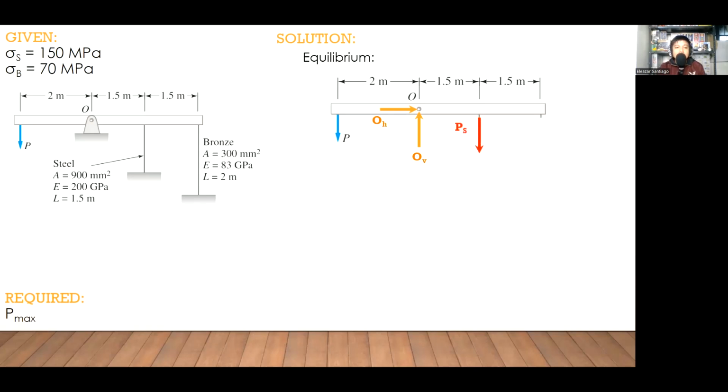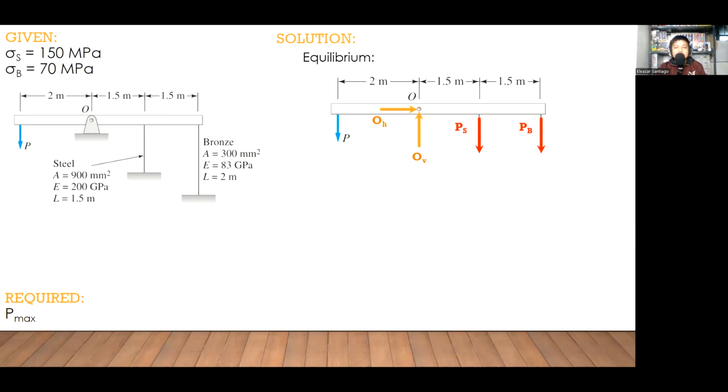Typically, if we apply that pulling force P, our steel material is under tension. While for the bronze, if we expose its internal reaction, it is the same as the steel, so it underwent tensile force and tensile stress. So we have 4 different unknowns, namely OH, OV, PS, and PB. We are only interested with PS and PB. Therefore, we need to eliminate the reactions at our hinge support.